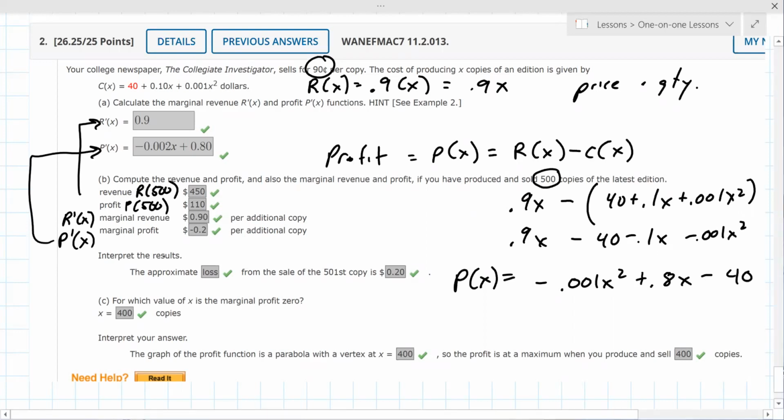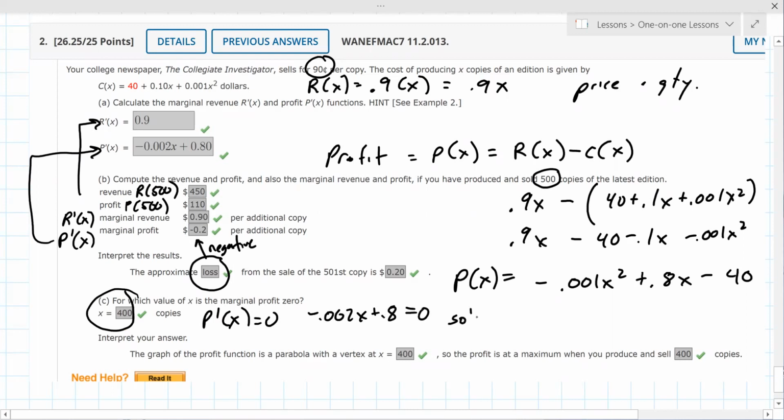The reason this is a loss is because this value is negative. This right here, you're setting p prime of x equal to 0. You're setting the thing from right here, minus 0.002x plus 0.8 equal to 0, and you're solving for x. And it should always be a positive number. And then you'll notice that these values match.